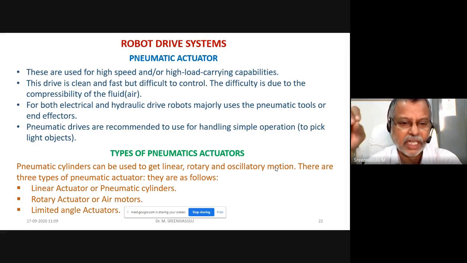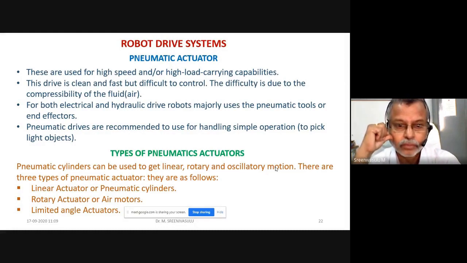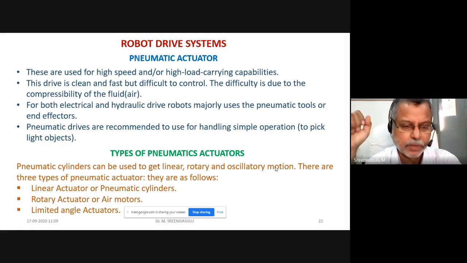For both electrical and hydraulic drive robots, pneumatic tools are majorly used as end effectors. So you may have a robot that uses electric drives or hydraulic drives. But when it comes to end effectors, the majority of robots are going to use only pneumatic tools. So that is the importance of this particular statement.